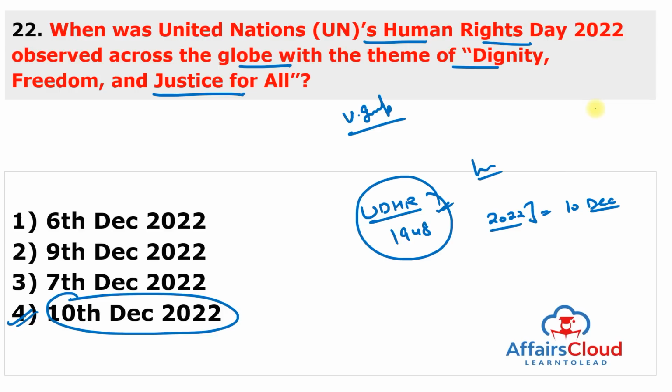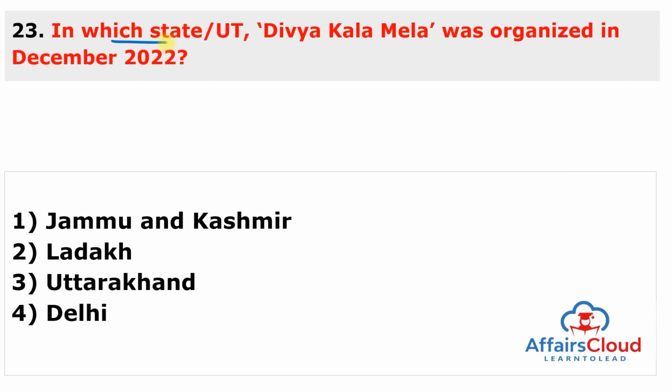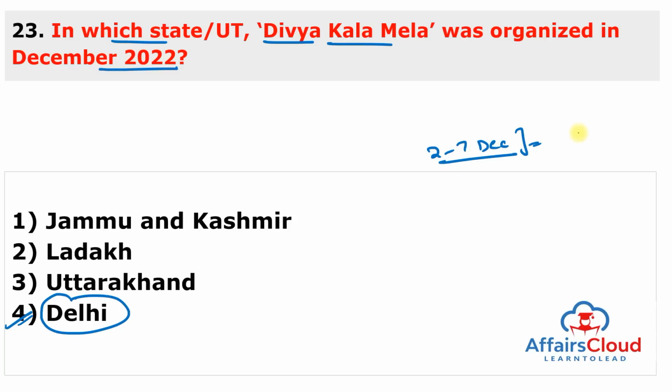Moving to next question. In which state or union territory was Divya Kala Mela organized in December 2022? So this is Delhi, and this is a static question. Just remember the question as in the slide, that Divya Kala Mela was organized from 2nd to 7th of December 2022 at India Gate, New Delhi.